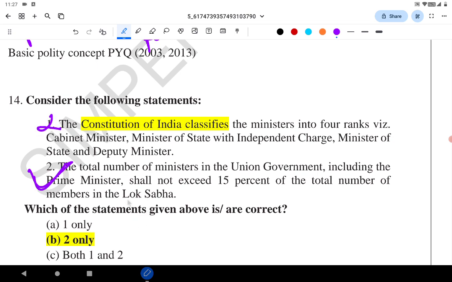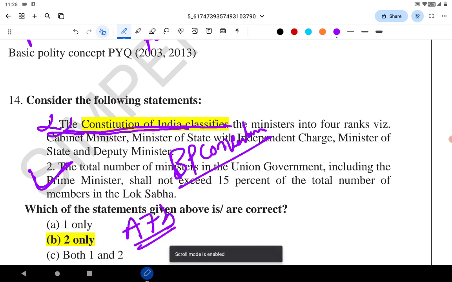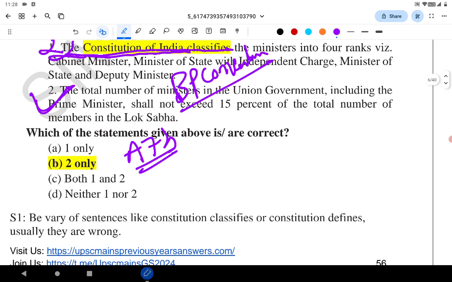Normally, your cabinet, that is the council of ministers, is mentioned in the constitution in Article 74. It says the president, prime minister is aided by the council of ministers. It is never divided like this. Classifying the council of ministers into 4-5 types is based on British Parliamentary Convention, not on the constitution. So a statement like "Indian constitution classifies, Indian constitution defines" is wrong. I'm not saying every time it will be wrong, but please give more importance to such statements. Think once or twice before marking.